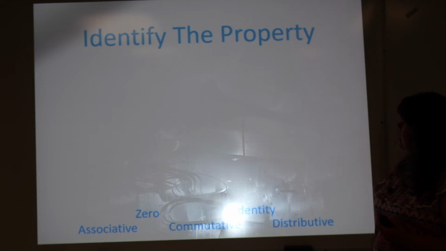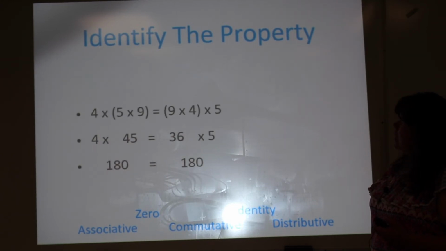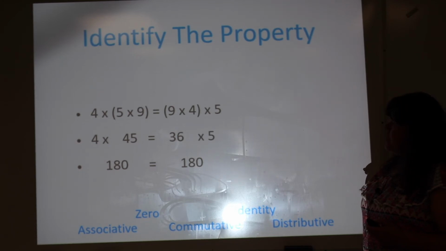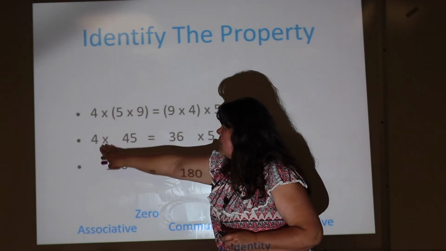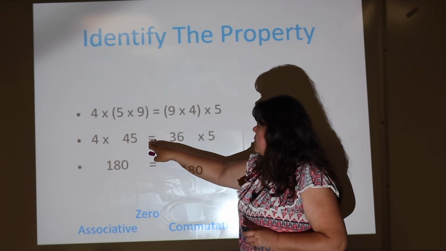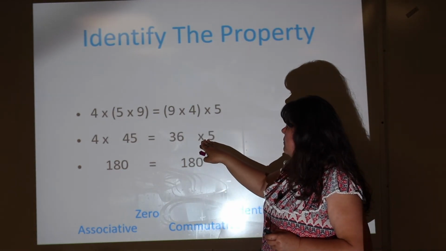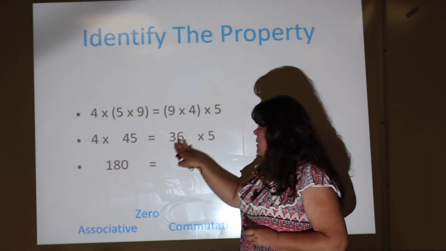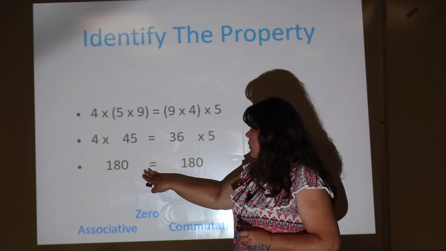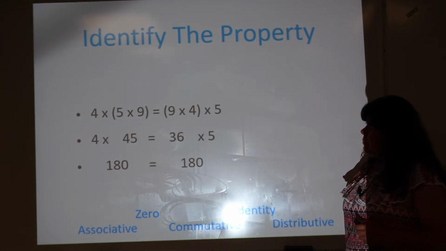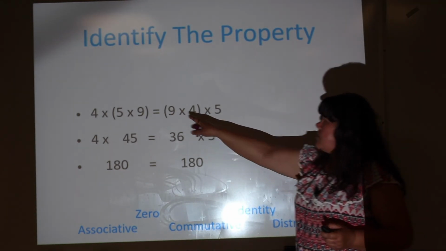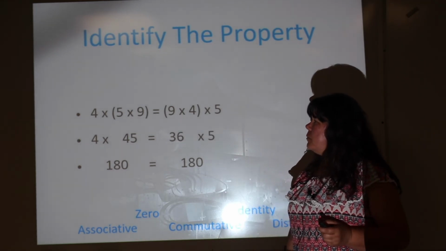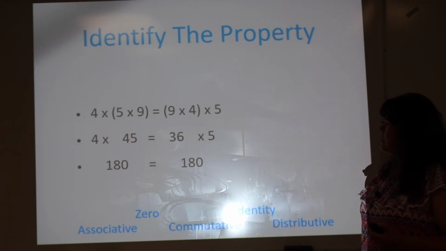Okay, I have my properties, and my problem is 4 times 5 times 9 equals the same thing as 9 times 4 times 5. And when I multiply that all out, I get 20 times 9 is 180, and here I get 36 times my 5. When I add that up, I get 180 on this side and 180 on that side. They're equal to one another. And so this property would be the associative property. So I've got 3 factors, and it didn't matter which grouping I multiplied by first.